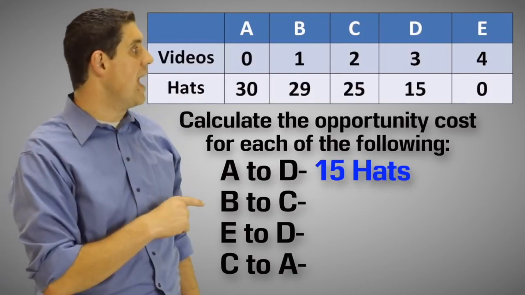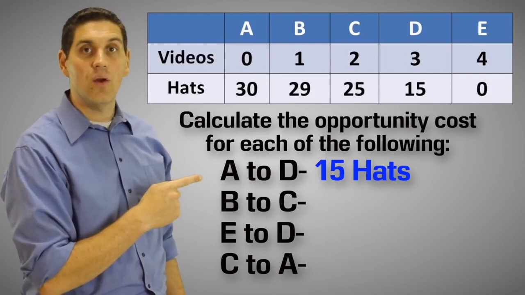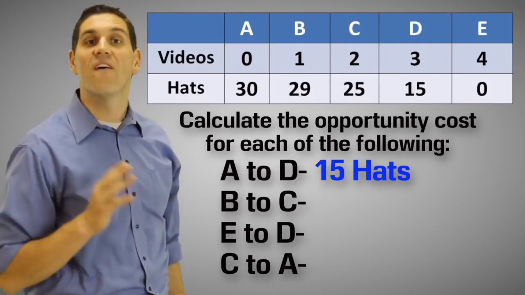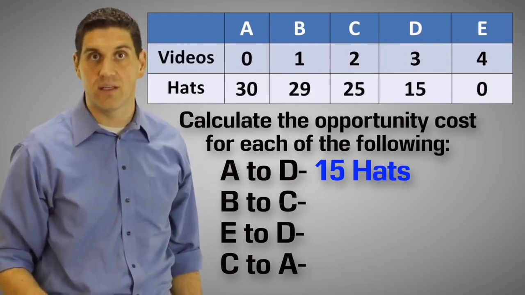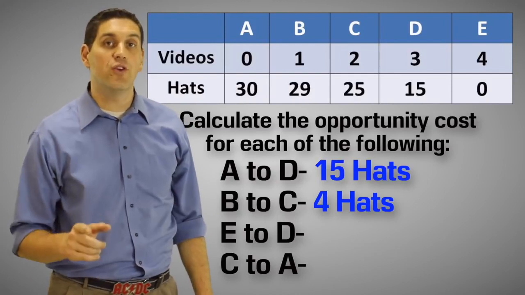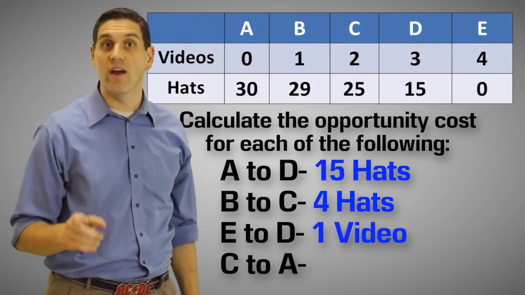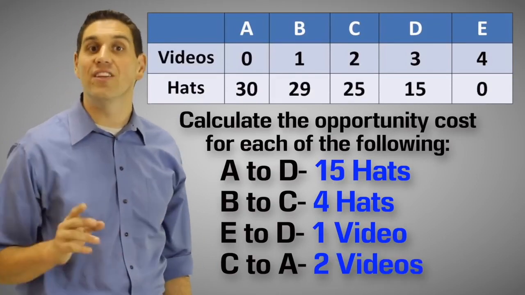Notice, from combination A, we're producing 0 videos and 30 hats. Now, when we go over here to D, we're going to have 3 videos and 15 hats. That means we lost 15 hats. That's the opportunity cost. The opportunity cost from combination B to C is 4 hats. The opportunity cost from E to D is 1 video. And the opportunity cost from combination C to combination A is 2 videos.